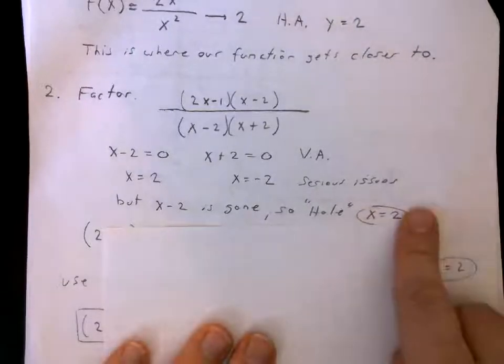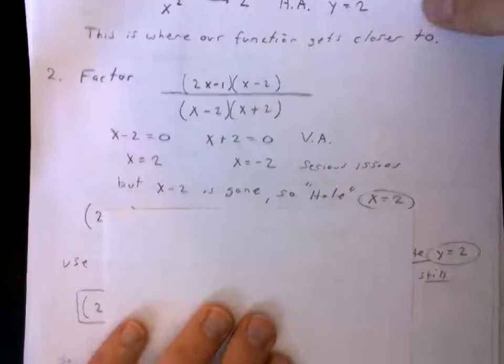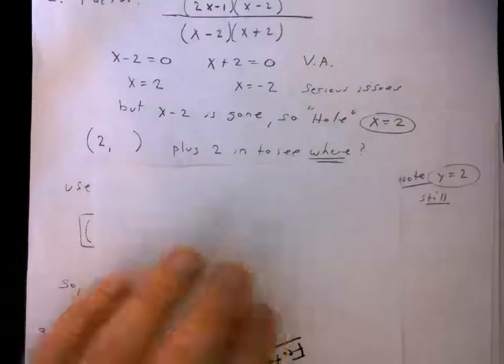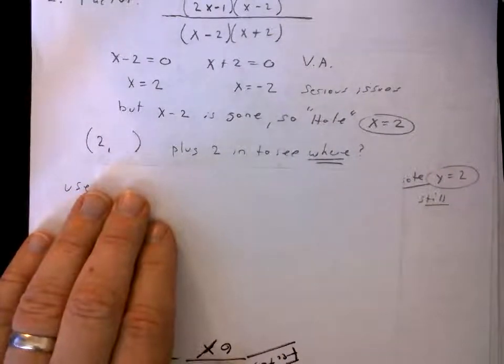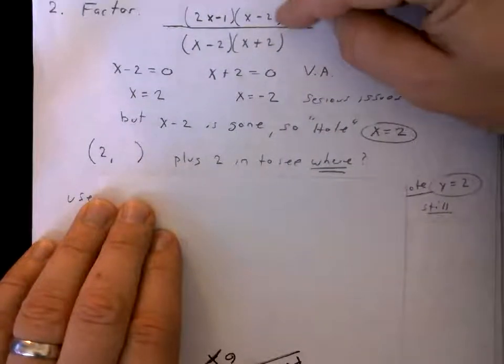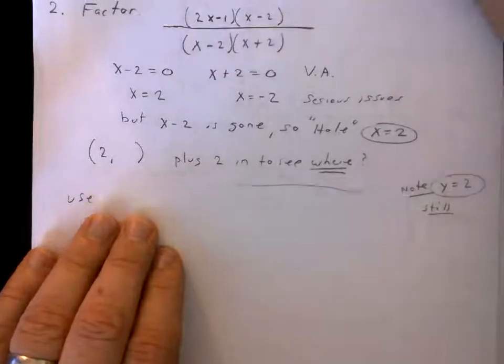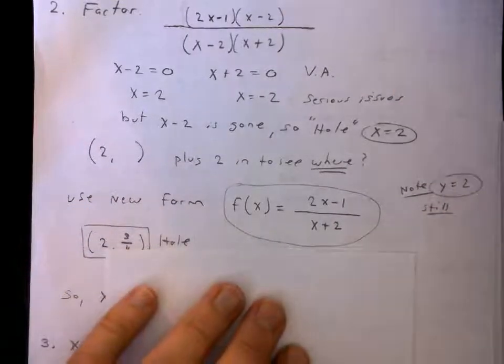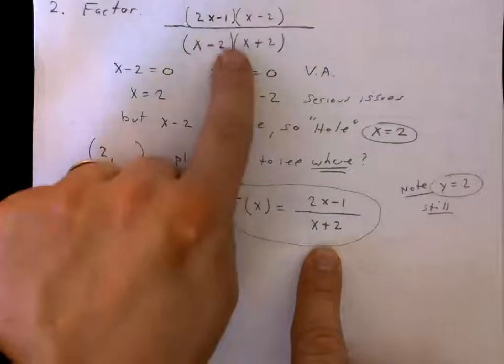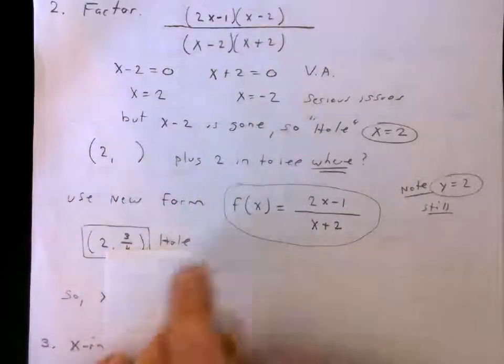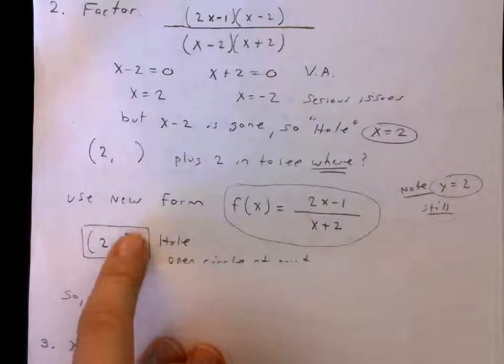So how do you figure out the other part of the hole? Well, we have the x. Why can't we find the y? We're going to plug 2 into our function. You can plug it back up here if you want and see what you get. And that's our new form. I'm hoping that you get to see that from this. Now, if you plug in 2, your hole is at 3/4.